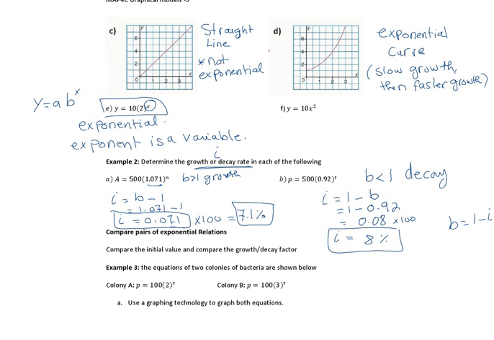How about the second one? What is it then, if it's not exponential? Quadratic. It is quadratic, and why is it quadratic? Because there is a 2.